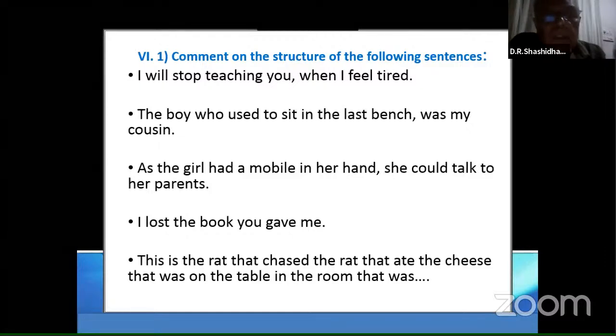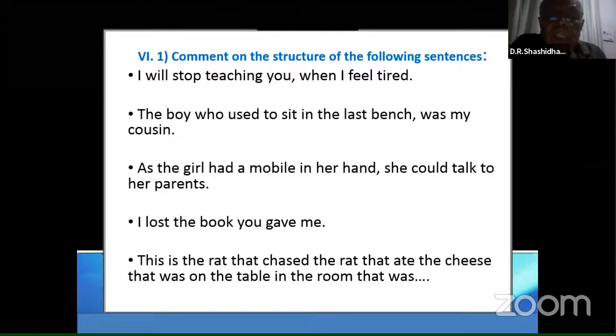Second one also, you know, the boy who used to sit in the last bench was my cousin. Okay, once again, a complex sentence. What kind of a sentence? Probably you will come to know it later on. The boy, comma, just for your comfort, who used to sit in the last bench, is the subordinate clause, was my cousin.